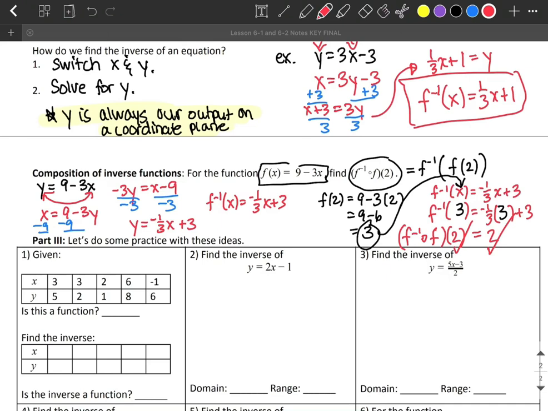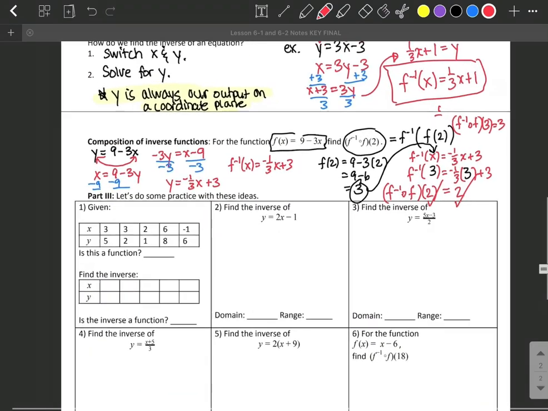So if I did the inverse of f of x composed with f of 3, it would be 3. If I did it of 4, it would be 4. If I did it of 5, it would be 5. The function does some stuff to that number, and then the inverse undoes that stuff.